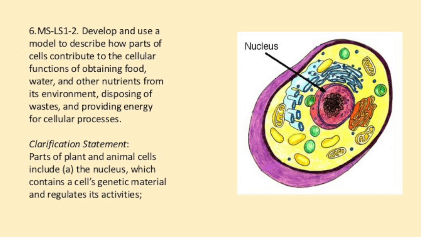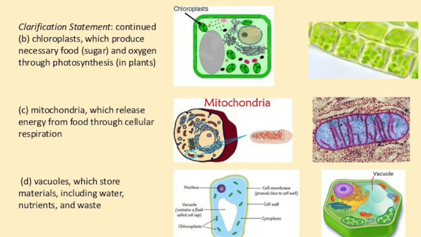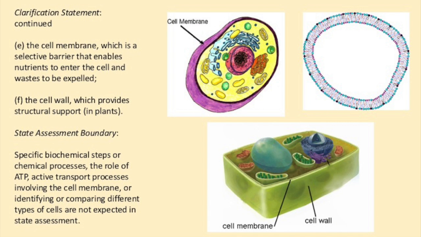There's a clear list of which organelles students need to learn. Keep your list to these organelles: the nucleus, which contains a cell's genetic material and regulates its activities; chloroplasts, which produce necessary food, sugar, and oxygen through photosynthesis in plants; mitochondria, which release energy from food through cellular respiration; vacuoles, which store materials including water, nutrients, and waste; the cell membrane, which is a selective barrier that enables nutrients to enter the cell and waste to be expelled; the cell wall, which provides structural support in plants.